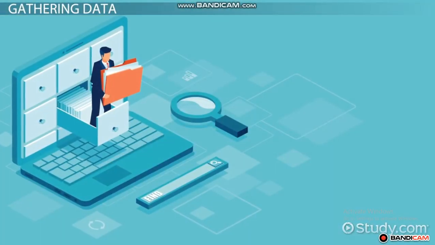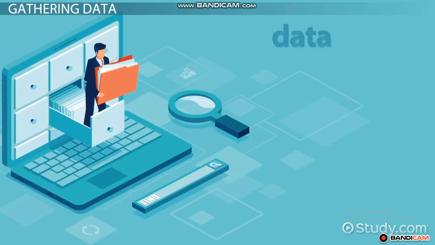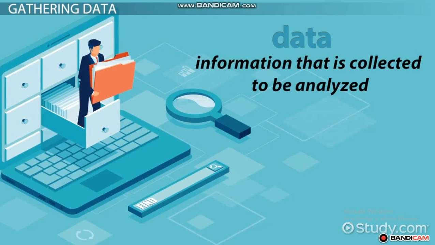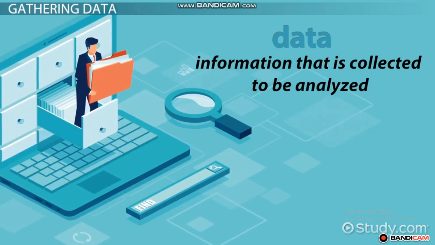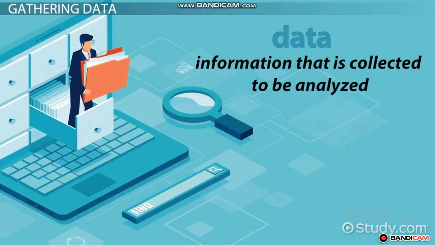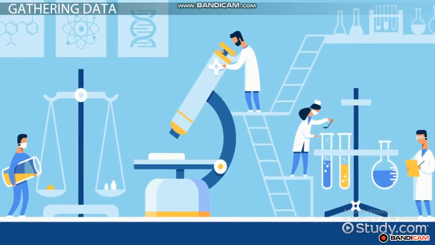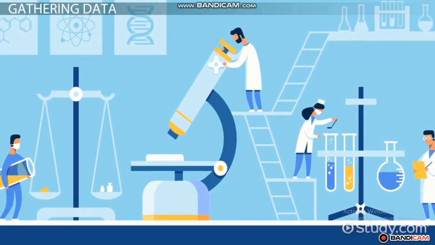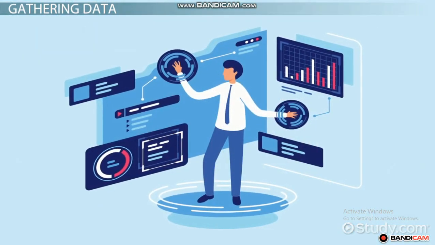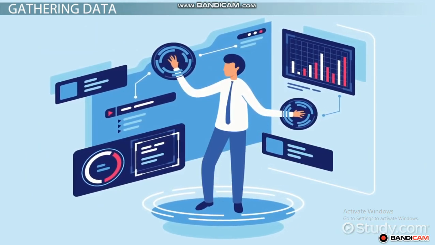One of the most important and most exciting steps in the scientific process is collecting data. Data is information that's collected to be analyzed. Scientists organize their data in a variety of ways, often in a table or chart. Data can be recorded using numbers, often in the form of measurements made using tools such as rulers or scales. Data can also be recorded using words or pictures to describe what's being observed.